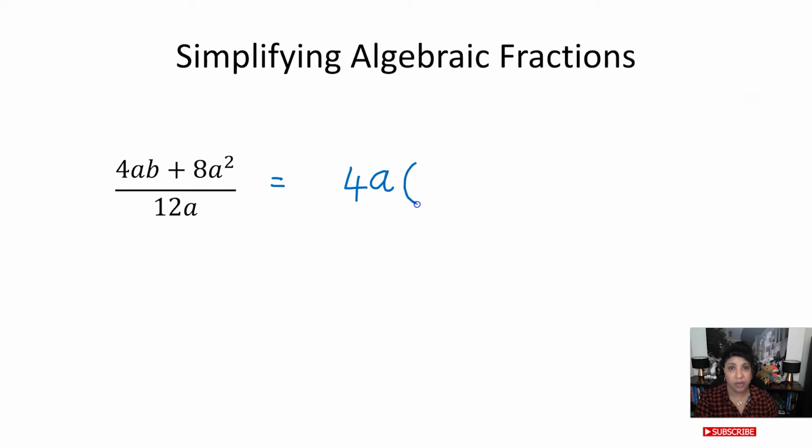So now I can open my bracket and say, okay, I have 4ab here and I have 4a. What do I need to do in order to get 4ab? Well, I need to multiply 4a times b. So that goes in here. And then I have my plus here. So plus goes in here. And then I've got 4a outside.